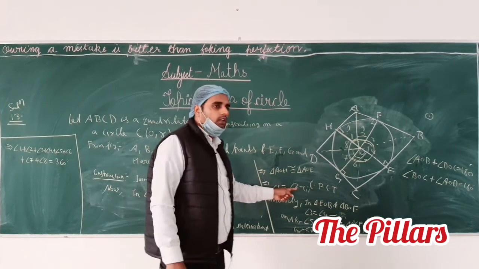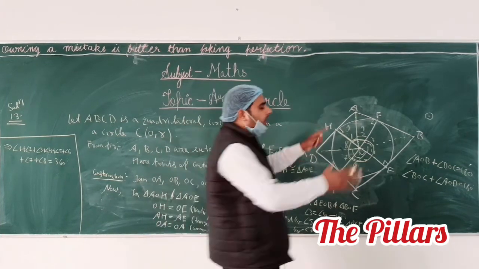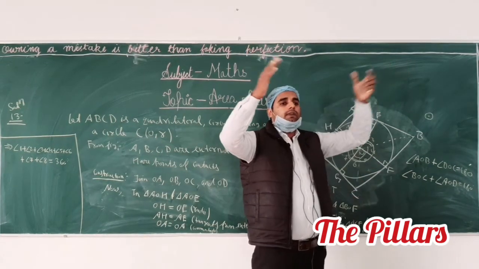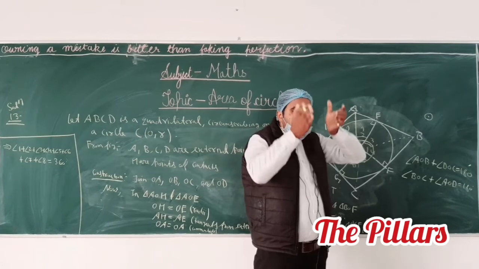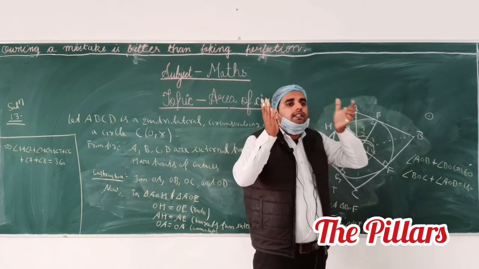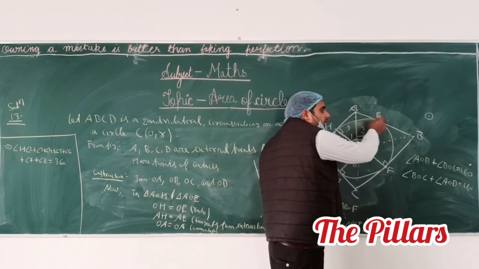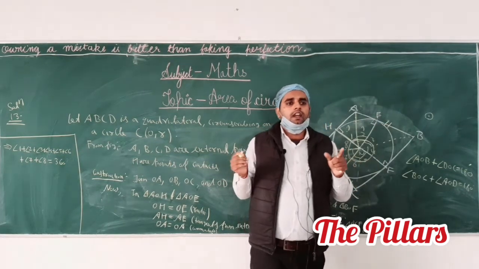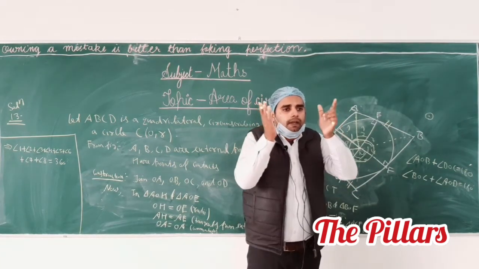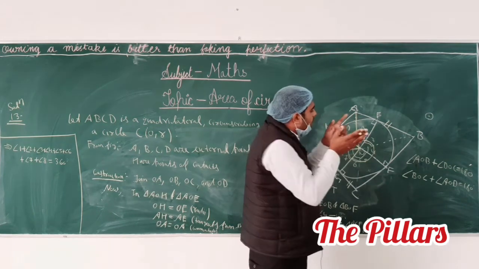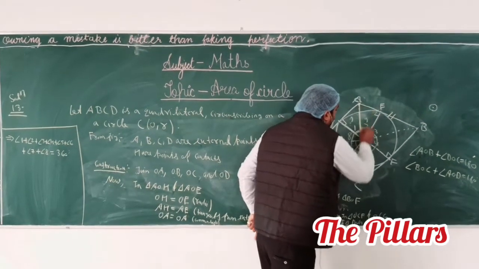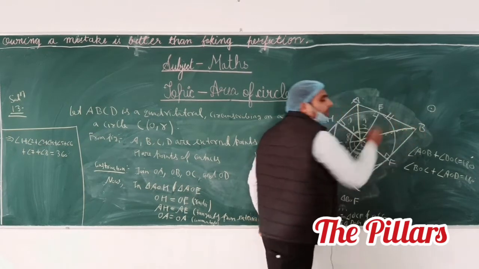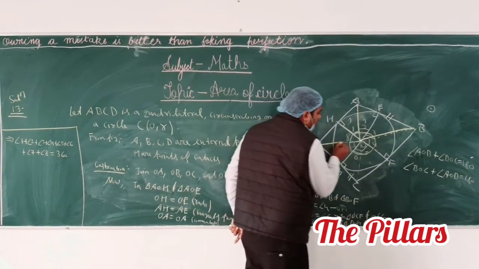Angle 1 equals to... We want to prove that the angles made by opposite sides at the center of the circle are supplementary. These are the two opposite sides, AB and CD. AB and CD are two opposite sides. The angle made by these two opposite sides at the center is AOB, and by this one, DOC.